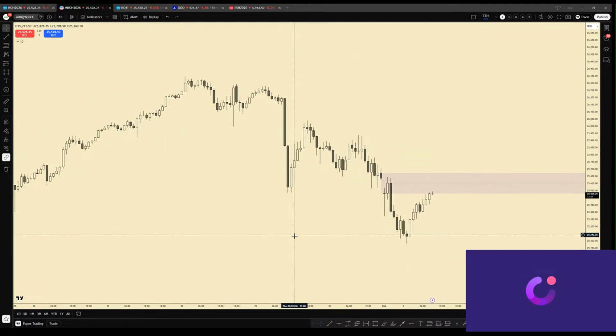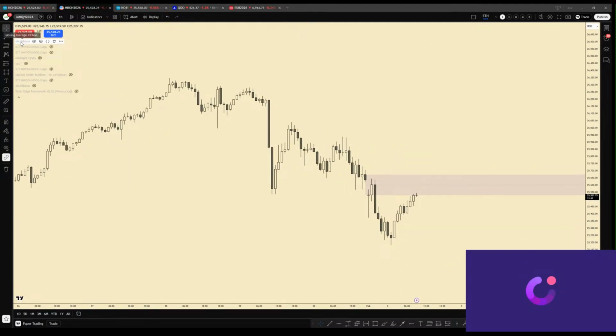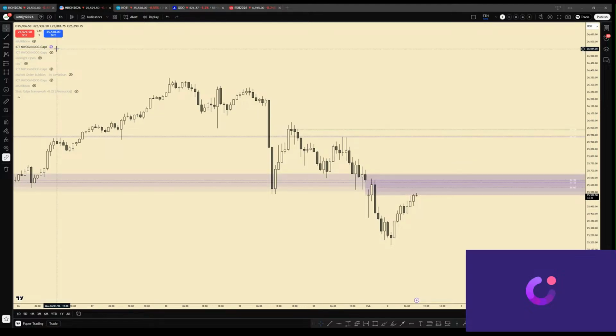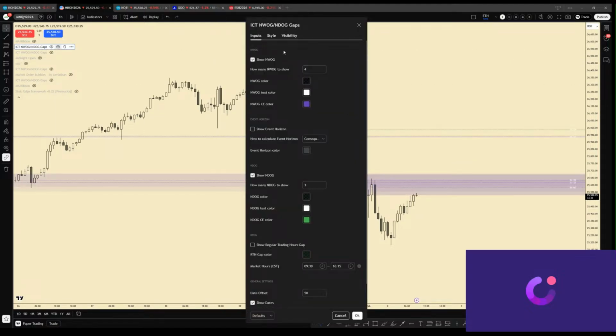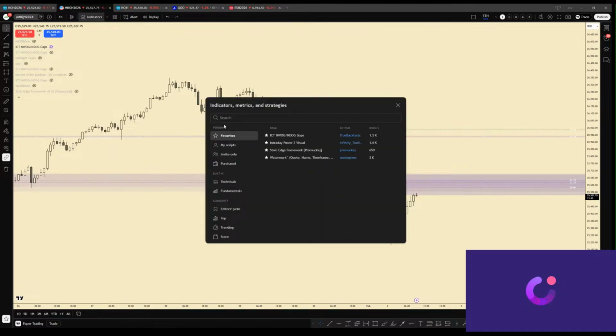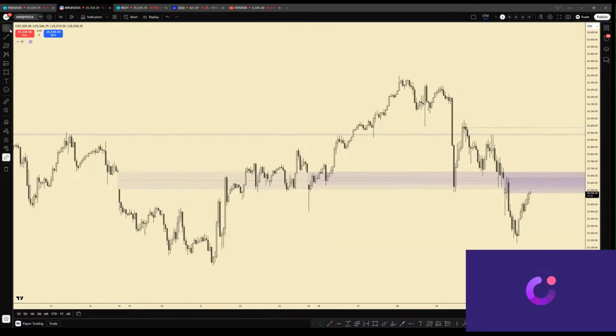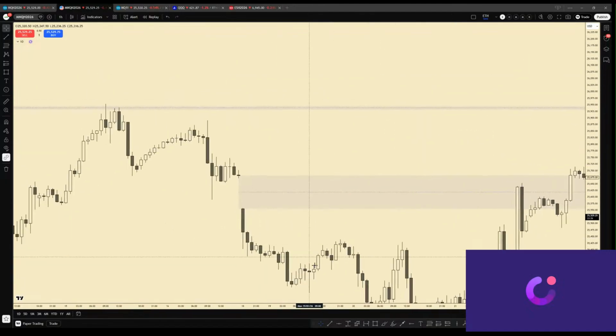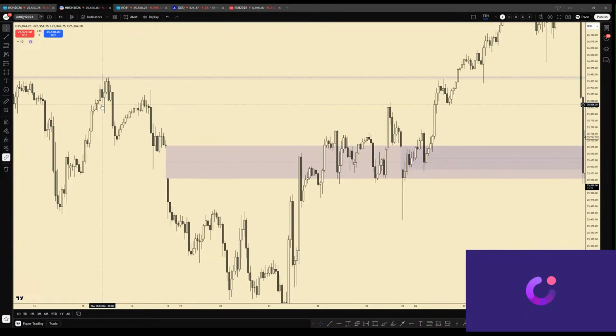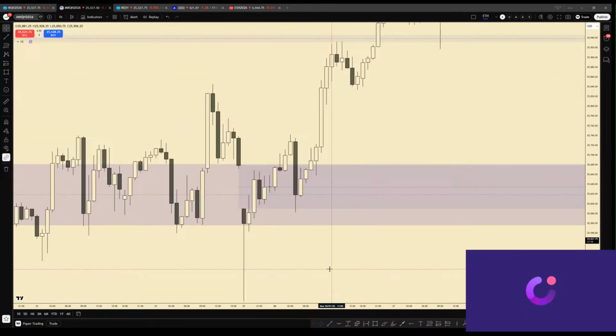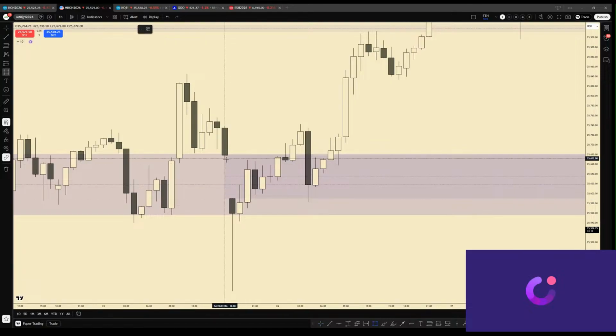And I draw the last 4 weeks opening gap. I use this indicator, True Backtests. If you want, you can check this too. I believe the last 4 weeks opening gaps are the most important ones. I draw these last 4 weeks gaps manually in case the indicator glitches or doesn't show them.